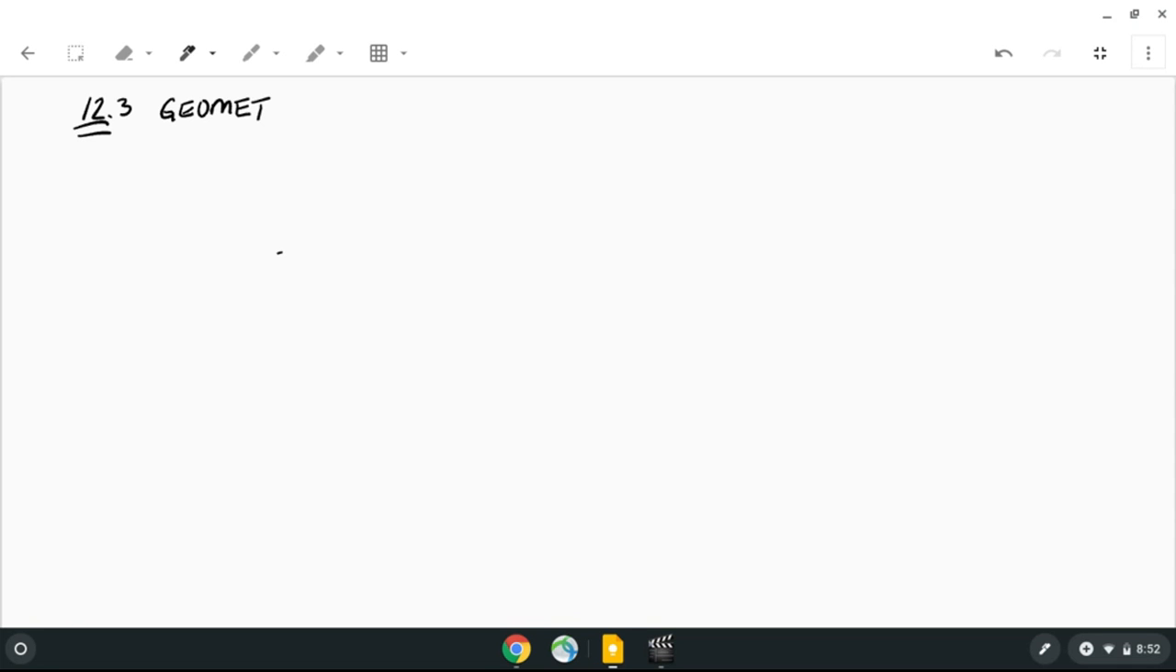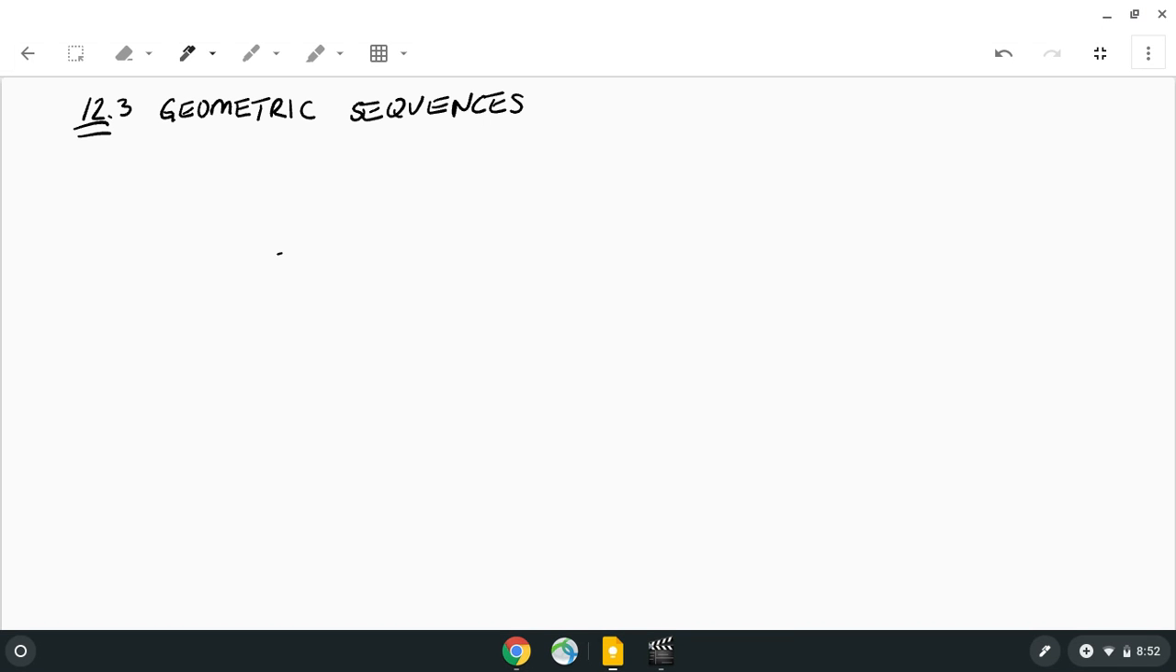We are covering 12.3 geometric sequences. All right, let's go ahead and get started. 12.3. So last time we covered arithmetic sequences. So here we are doing geometric. We will also look at the sums of geometric sequences. So some formulas are going to be introduced here.